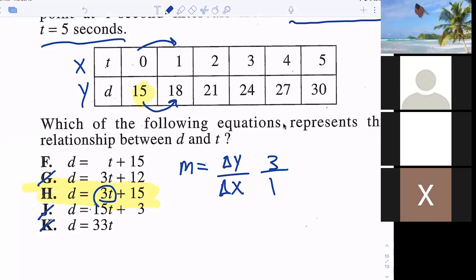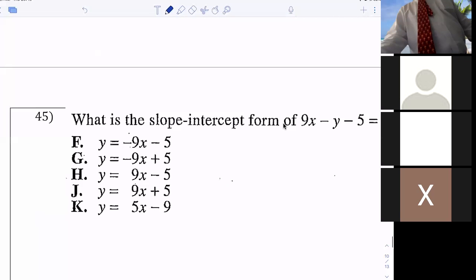All right, hopefully you took some notes on that. You understand it a little better. Here we go, next, 45.